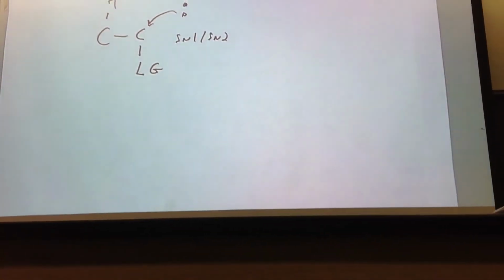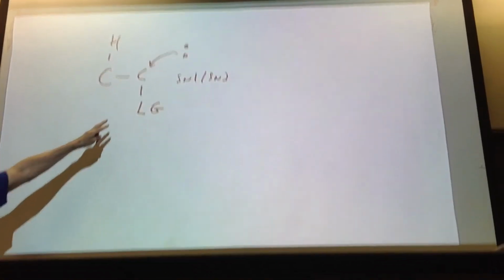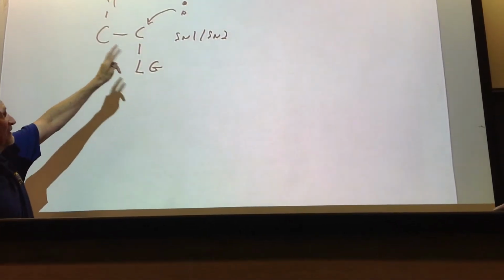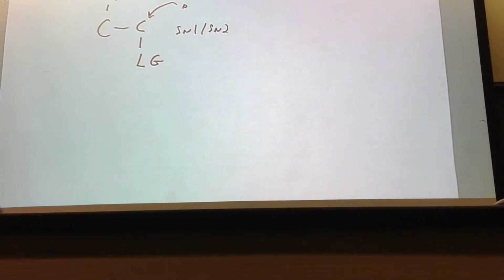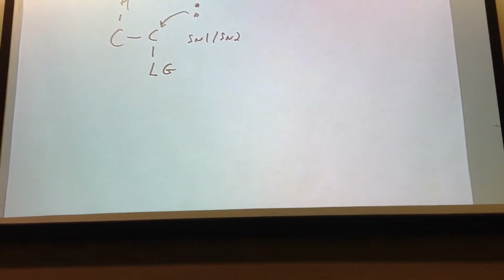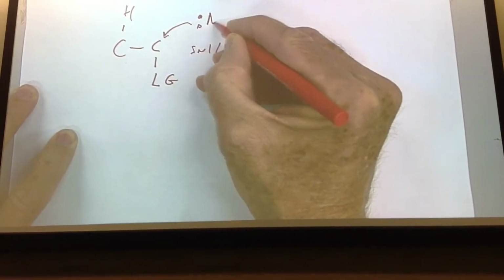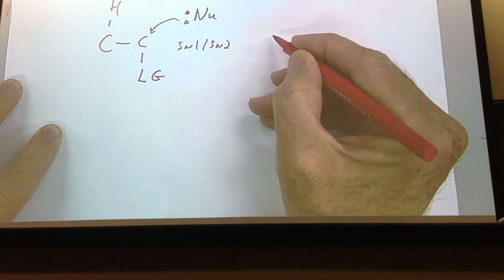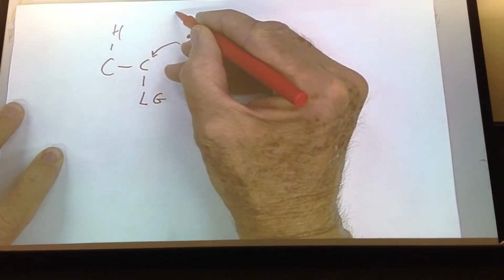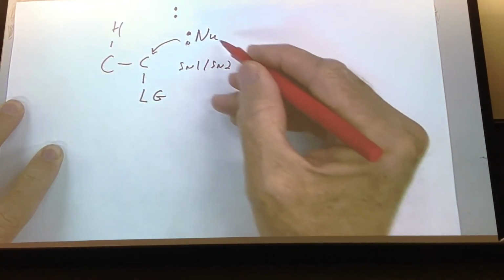Okay. In the SN1, this leaves first, then you get attacked. In the SN2, this attacks and this leaves at the same time. But the point is, the atom has a lone pair. If it attacks the carbon, they call it a nucleophile. Okay. Now, if you have something that has a lone pair, and you get substitution, okay.